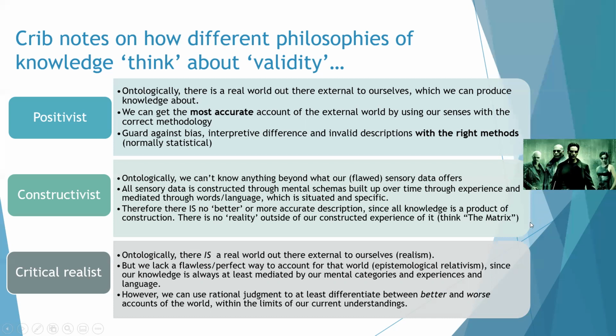The critical realist camp, though, tends to also make the argument that there is rational judgment, that we can at least differentiate between better and worse ways of producing knowledge about the world, while still acknowledging the flaws and limitations of each, and that they all exist within the limits of our current understandings. And that comes back to the Minchin anecdote again.